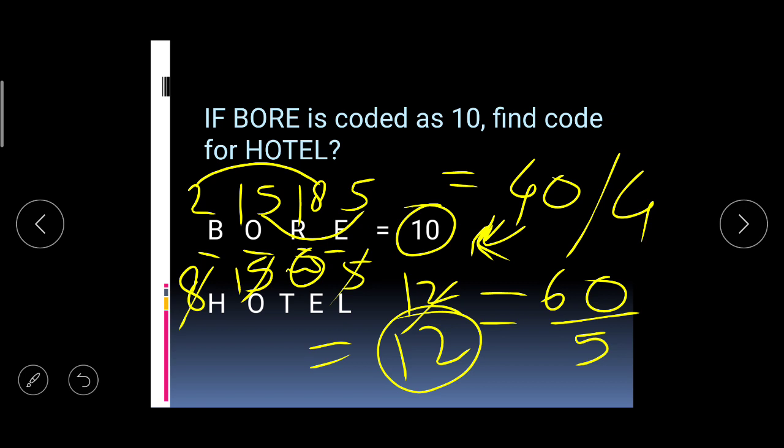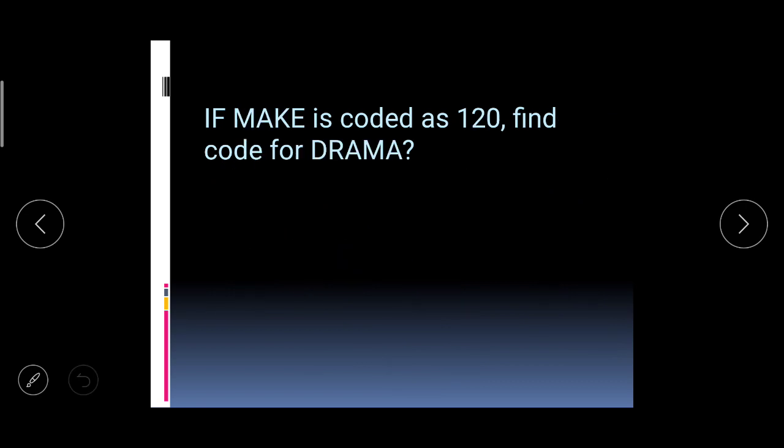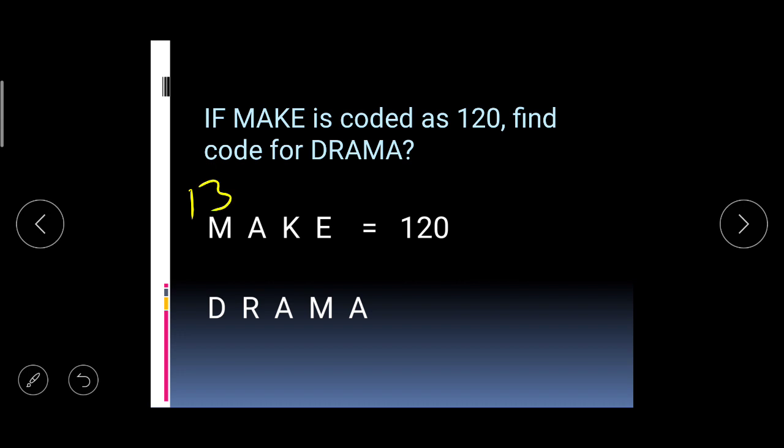Okay, let's move on. Try by yourself. If make is coded as 120, find the code for drama. First of all, let's write down the code. M is what? M, N, O. So O is 15, M should be 13. A is 1, K is 11, E is 5. Okay, let's add up.